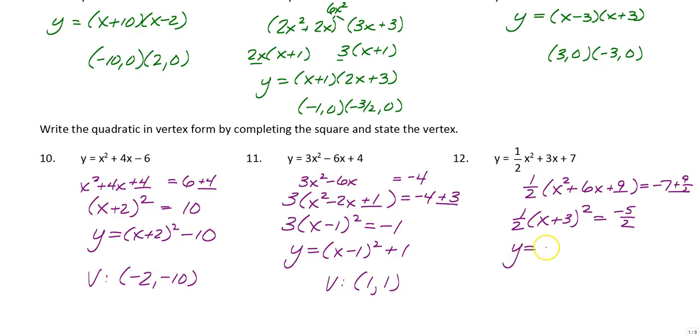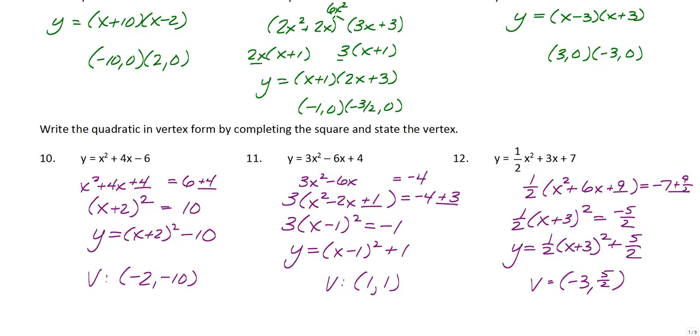Finally, we have y is equal to 1/2 of (x plus 3) squared, and bring that back over to the other side, plus 5/2, and that gives us a vertex of negative 3 comma positive 5/2. Okay, so that is how you complete the square to write an equation in vertex form.